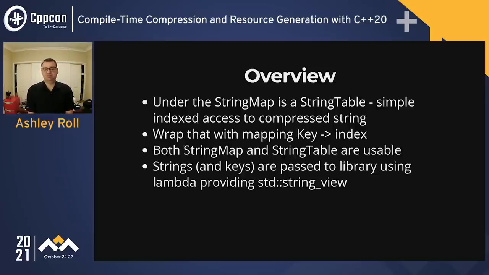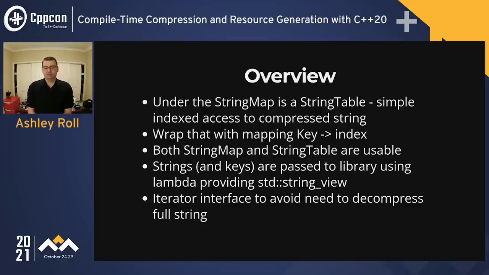So strings and keys are passed into the library using a lambda, providing either a list of string views or a list of mappings of keys to string views. The reason we're using string view is because it supports constexpr, and the strings that you're encoding are compile time constants. So that works quite handily. The iterator interface, as I said before, is needed to avoid decompressing the entire string and returning a std::string, for instance. You could do that if you wish to, but it kind of defeats the purpose of having it compressed in the first place if you don't have a lot of memory.